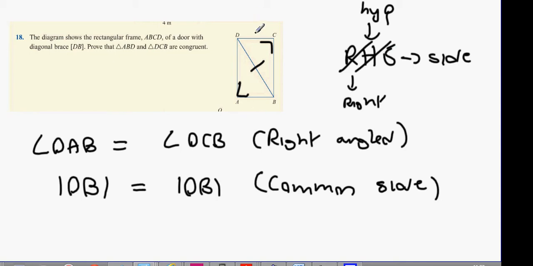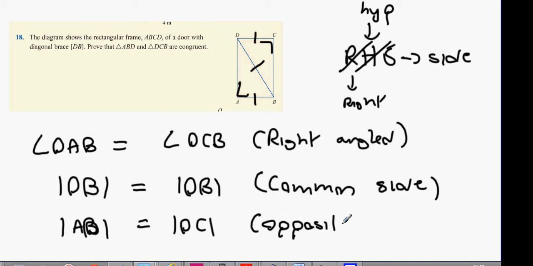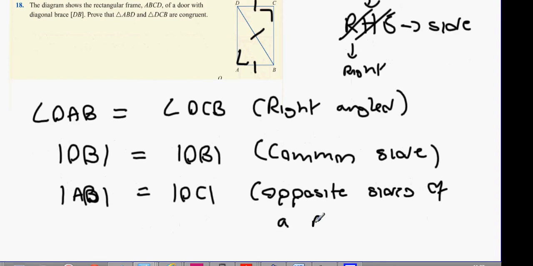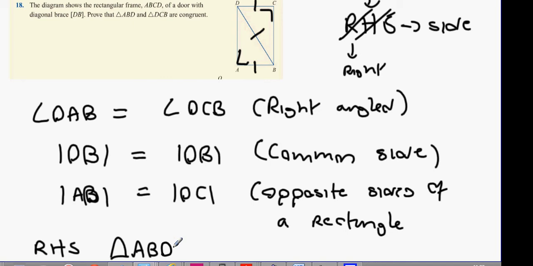I can say that DC equals AB, or AB equals DC. The reason is they're opposite sides of a rectangle. Then you write down RHS: triangles ABD and DCB are congruent.